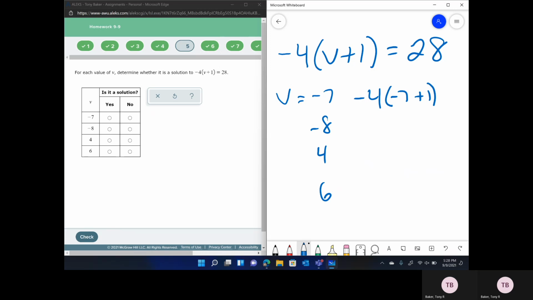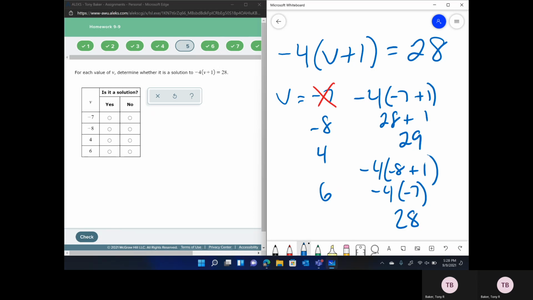What's negative 4 times negative 7? 28 plus 1 is 29. So negative 7 doesn't work. Okay? Then they want you to do it with the negative 8. So negative 4 times negative 8 plus 1. So what's negative 8 plus 1? Negative 7. So negative 4 times negative 7 is 28. Hey, that one works.